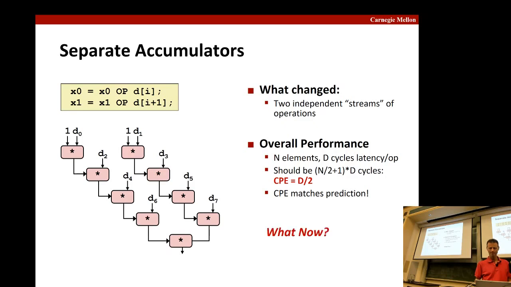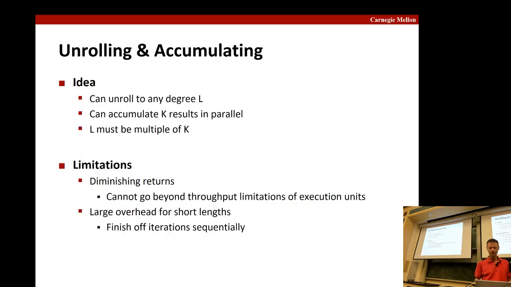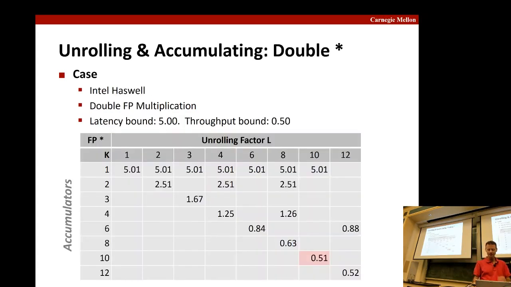So what can we do now? In general, you have this trade-off space. You can unroll the loop to any degree L. We were just unrolling it by 2, but I could unroll by 3 or 4 or whatever. And you can also accumulate some number of results in parallel. If you do that, you see interesting things like this: there are basically some sweet spots.